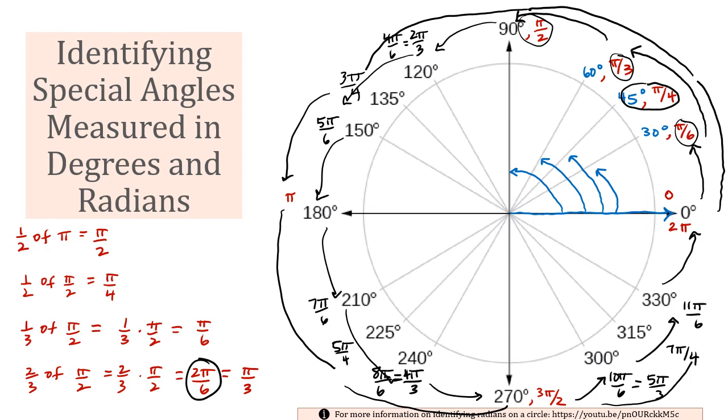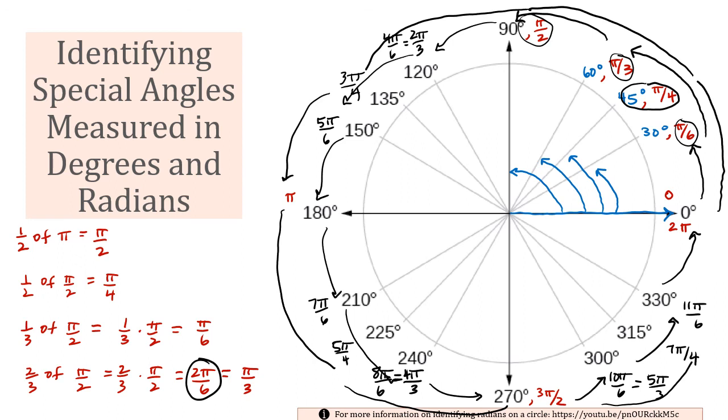So this is a little bit messy. On the next screen, I'll give you a complete circle. If you want more information helping you convert radians to degrees or identifying radians on a circle, I have a YouTube video that you should take a look at.